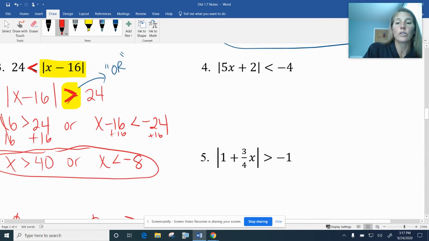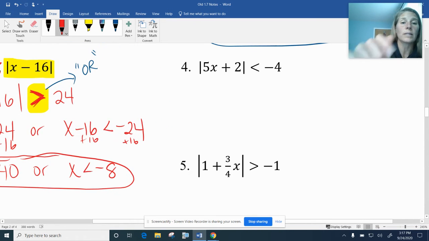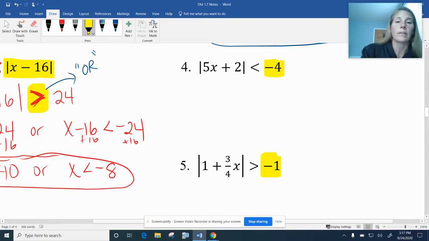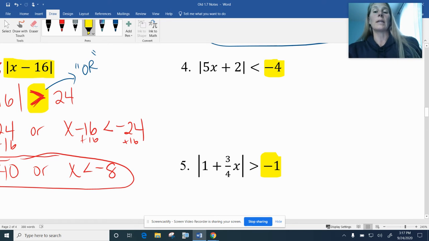Okay, so now 4 and 5 are two special situations, and the reason why is because you'll notice that there's a negative on the other side of the inequality sign. So typically when we see a negative, that might raise a little flag, right? Because if you had an equal sign there, well, you can never have a negative distance, like we said in the beginning of the notes. So if you have an equal sign there, it's no solution because there's no absolute value that ever equals a negative. So automatically would be no solution. But these are inequality signs, so it's a little bit different. You actually have to kind of read into it a little bit more.